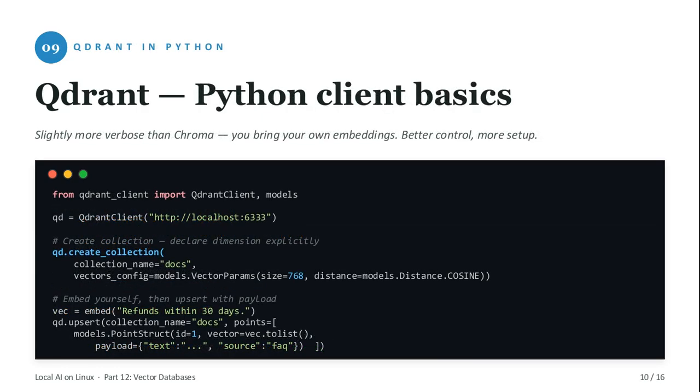The Python client feels a bit more explicit than Chroma, and that's by design. You connect to the container, then create a collection where you have to declare the vector size and distance metric up front. Here, 768 dimensions with cosine similarity, matching whatever embedding model you're using. Qdrant doesn't embed for you, so you call your own embed function, then upsert points that carry an ID, the vector itself, and an arbitrary JSON payload for metadata like the source document.